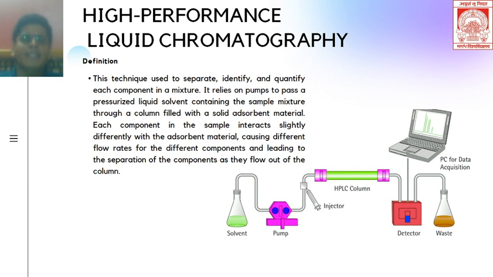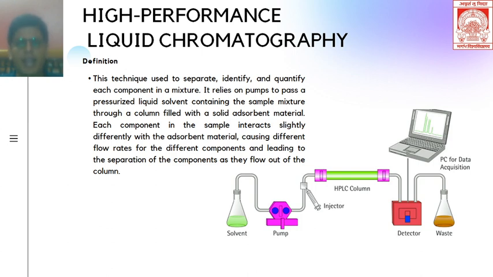Now the next technique in this series is high performance liquid chromatography. As the name suggests, in this particular technique you can see the solvent is linked with a pump, and then it passes through the HPLC column, which is attached to the detector, which is finally recorded in a system. So this technique is used to separate, identify and quantify each component in a mixture.